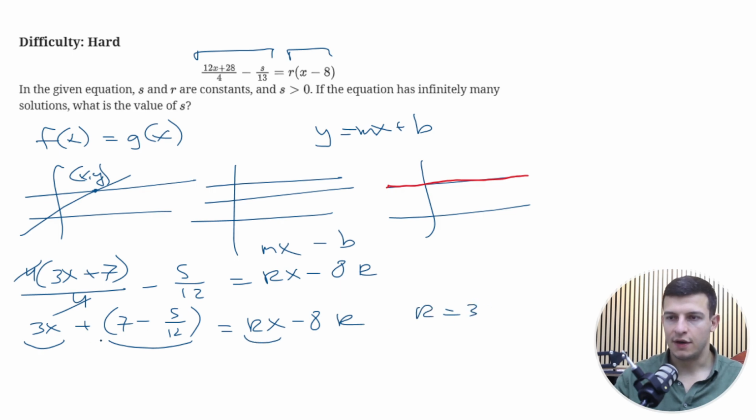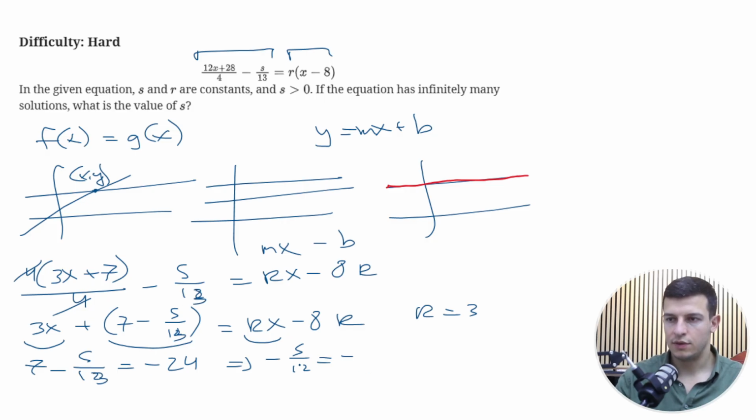Okay. If R is 3, then 7 minus s over 12 should be equal to negative 8R, which is negative 24. Okay. You move things around and you get negative s over 12 equal to negative, that's 31 actually. Doesn't matter. 13.